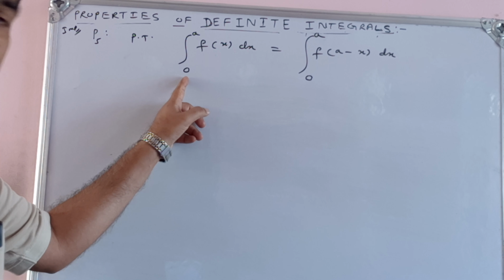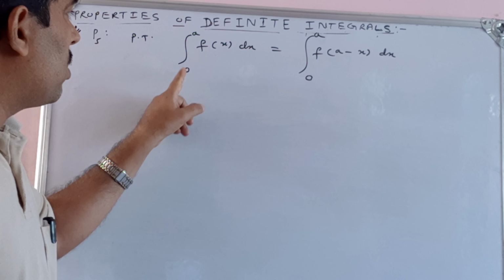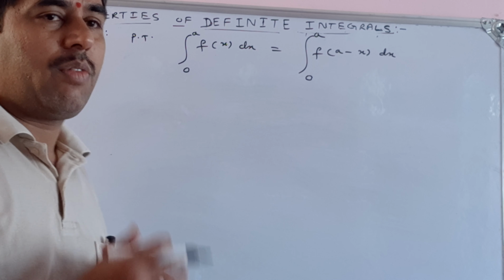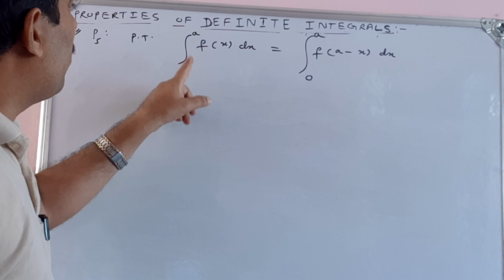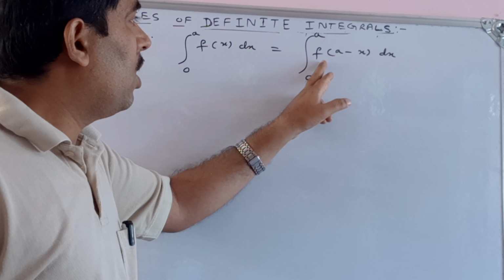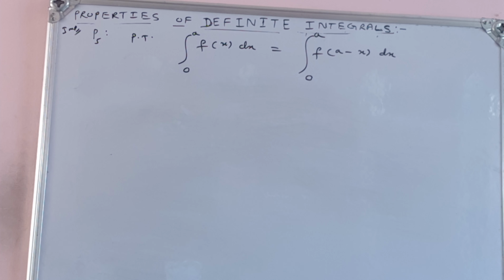So integration of 0 to a, the lower limit is 0, the upper limit is a. Observe this in the limits of integrals. So the limits of integration are 0 to a. So if we have 0 to a of a function, then that function can be written as 0 to a, f of a minus x. So this is the very important property.